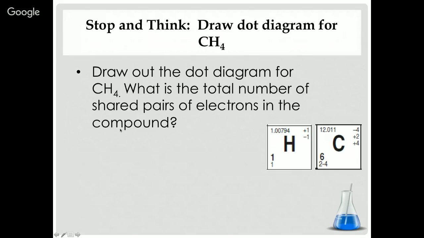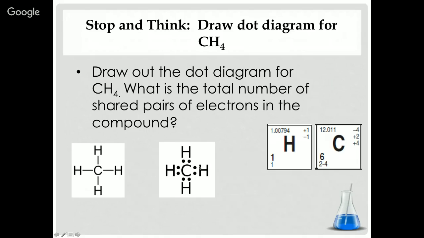Okay, so as I said, what I like to do is put the unique atom in the center. So I'm going to put my carbon in the center, and then I'm going to have my 4 hydrogens on the outside of the carbon. I determine the total number of valence electrons. So carbon has 4, hydrogen has 1, and there are 4 of them. So 4 plus 4 gives me 8. And I get either this version of the dot diagram with my 8 dots around carbon, or if you want to use the bonding lines, you can do that and you get this version here.